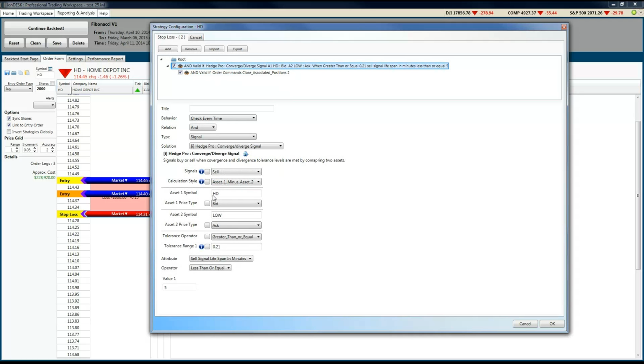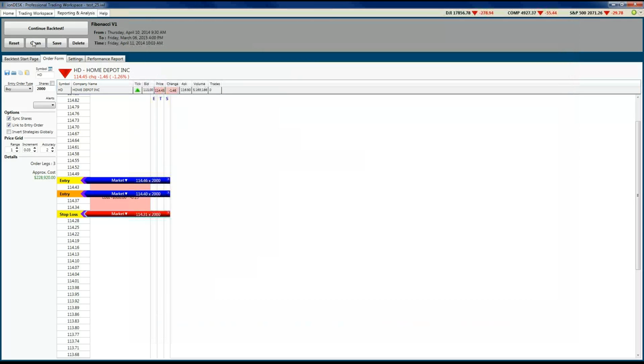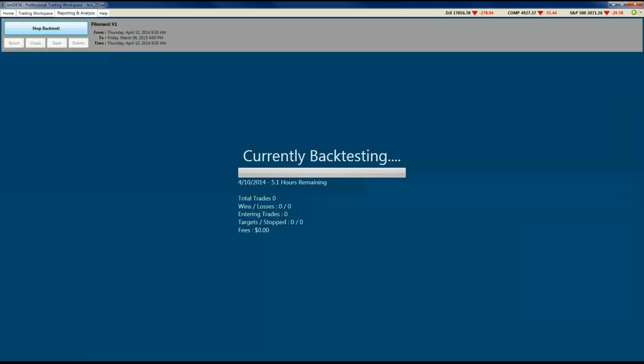All right, let's see. Sell, positive. Okay. Now, let's go see what is going on here. Yeah, we shouldn't have had that many orders. That was a lot of orders. So it's essentially looking for those convergence and divergence behaviors in that particular day.